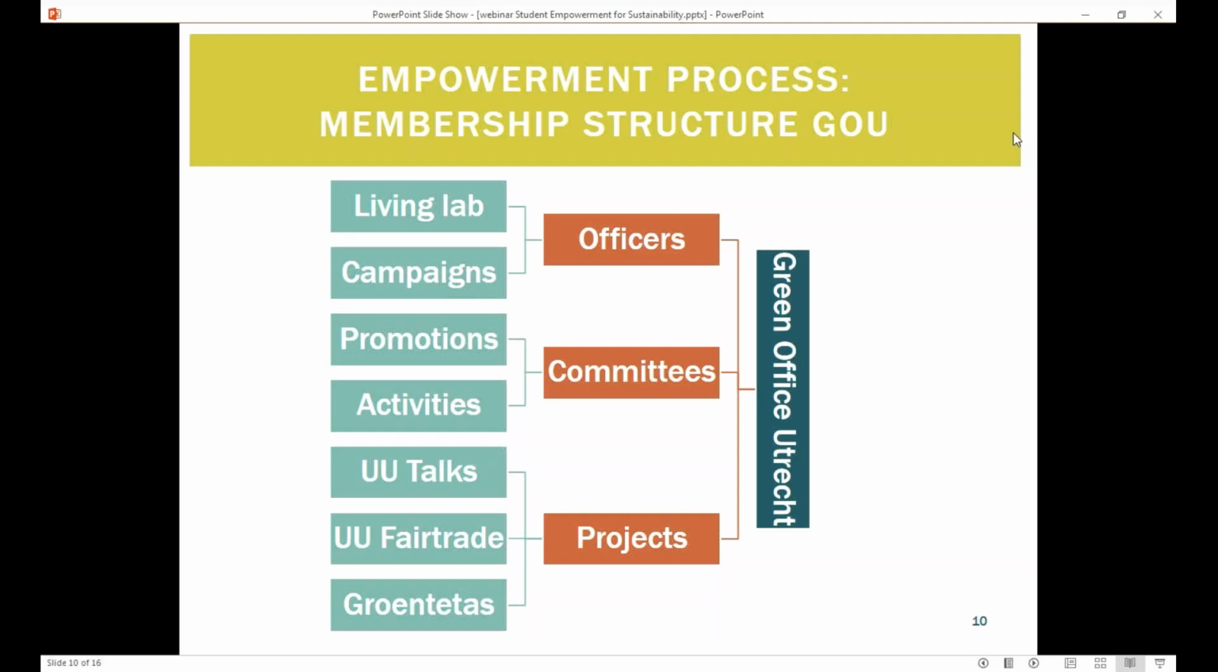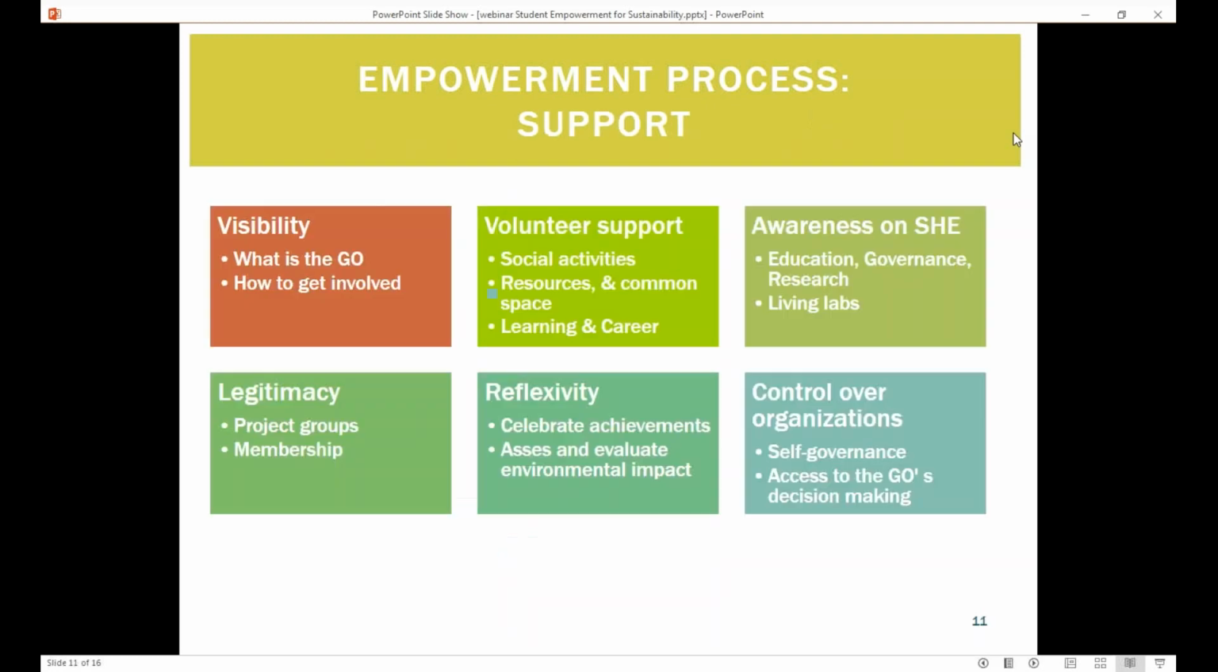Okay, so this is the introduction to the Green Office Utrecht, and then what I found in the Green Office of Utrecht and in the other two cases are six elements which you can do as a Green Office to support the empowerment process. And the first is feasibility.